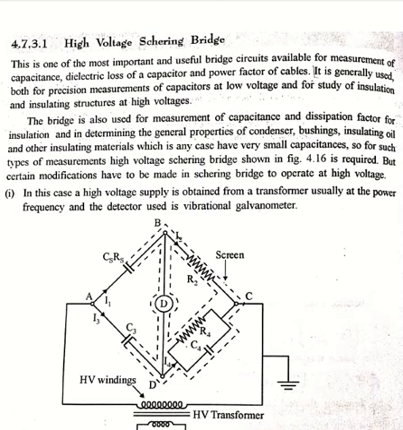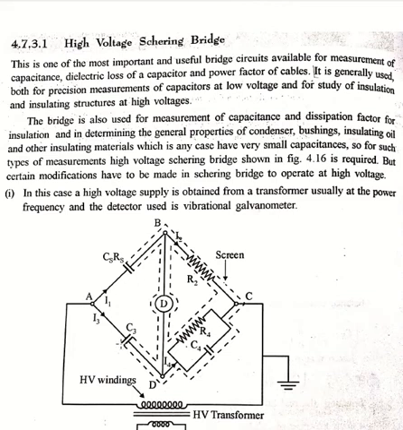as a part of measurement of capacitance. Here is the second part of the Schering bridge, which is the high voltage Schering bridge. This is mostly used for bridge circuits available for measurement of capacitance, dielectric loss of capacitor, and power factor of cables. It is generally used both for precision measurement of capacitors at low voltages and for study of insulation and insulating structures at high voltages.